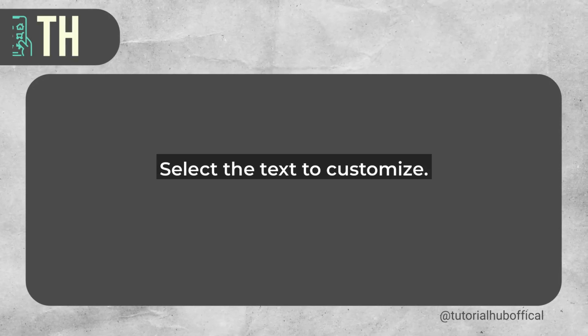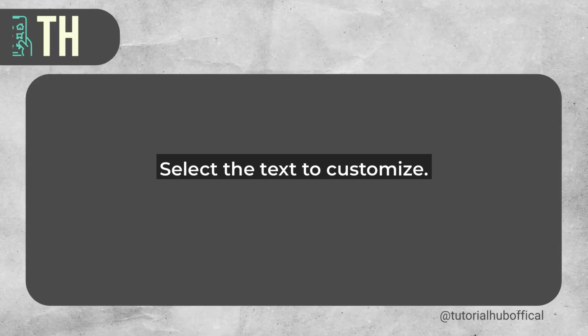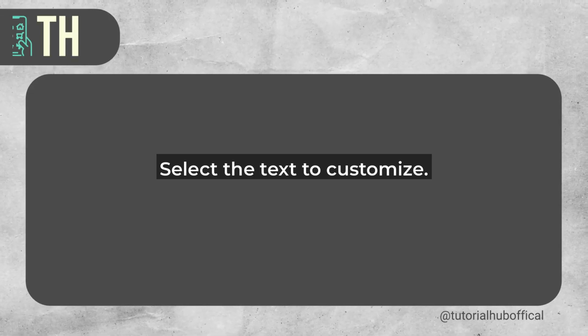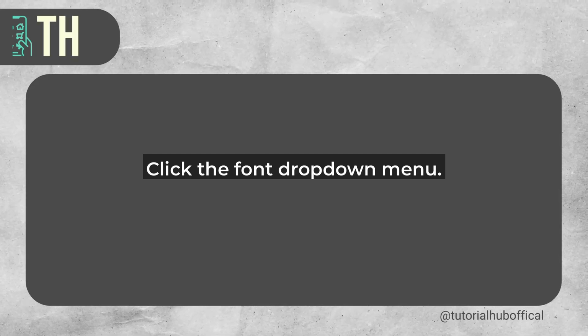Let's jump right in. First things first, open Google Slides by heading to slides.google.com and signing in with your Google account. Once you're in your presentation, select the text you want to customize. This could be a title, bullet point, or any text box.